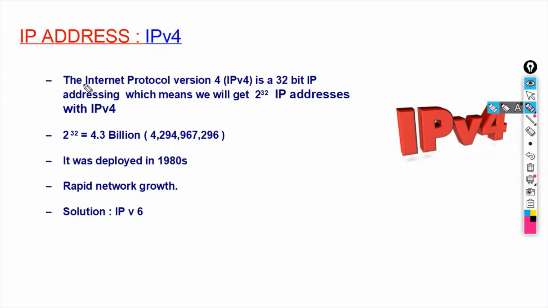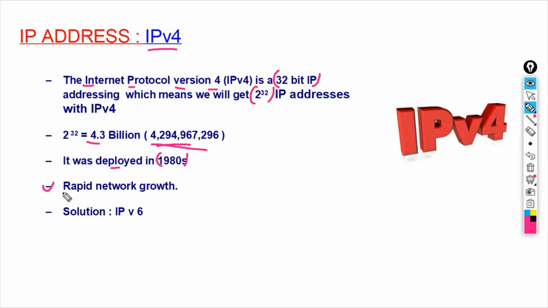IPv4, or Internet Protocol version 4, is a 32-bit IP addressing. 32-bit IP addressing means we will get 2 power 32 IP addresses with IP version 4, which is equal to 4.3 billion IP addresses. This IP version 4 was deployed in the 1980s, and at that time 4.3 billion IP addresses were more than enough.